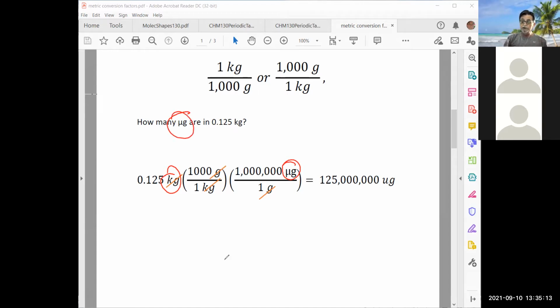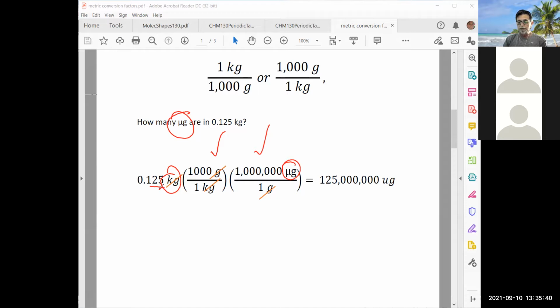Now the math, once I do that, the math is on you. Plug that number in your calculator. 0.125 times 1,000 times a million, and you're good to go, okay? Keeping track of your sig figs. Notice these conversion factors are exact numbers, so they do not play a role. They do not play a role in determining how many sig figs you have. Remember, the exact numbers do not play a role.